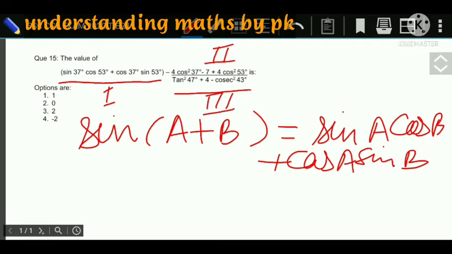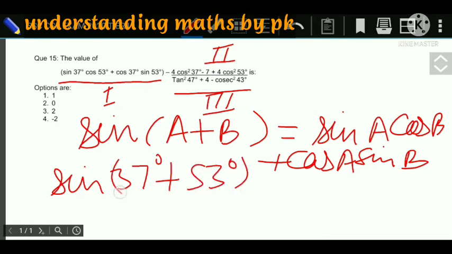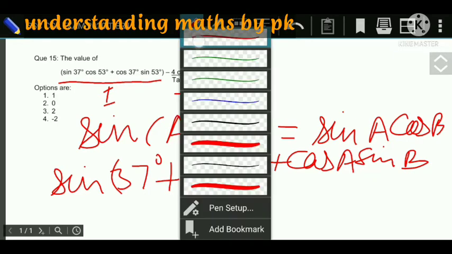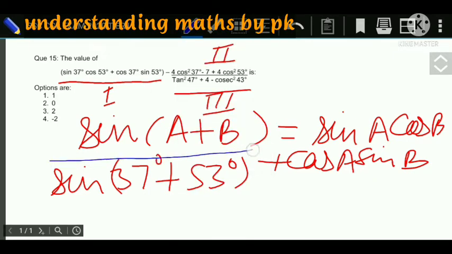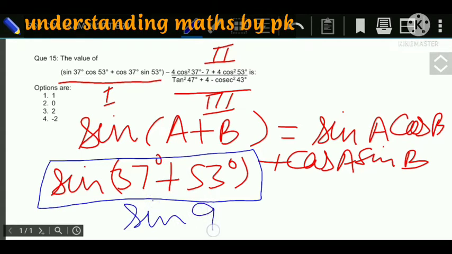So this can be sine 37 degree plus 53 degree. And this will be equalized to sine 90 degree, and value of sine 90 is equal to 1. So for the first part, we have found out the value 1. Now we will see the second part.